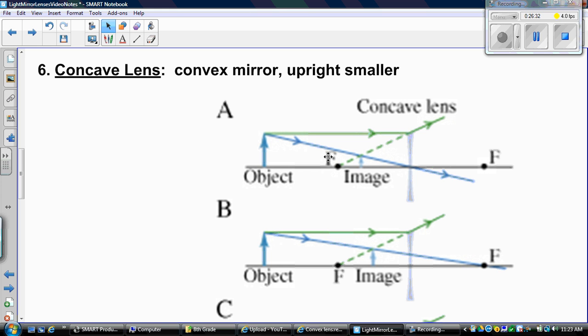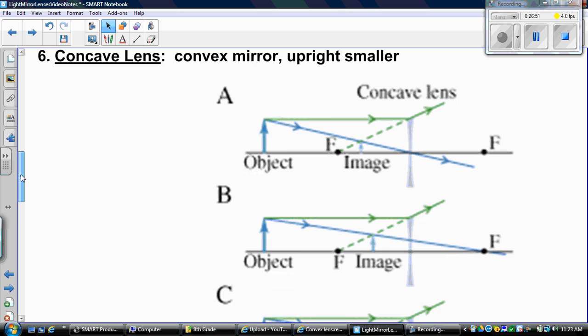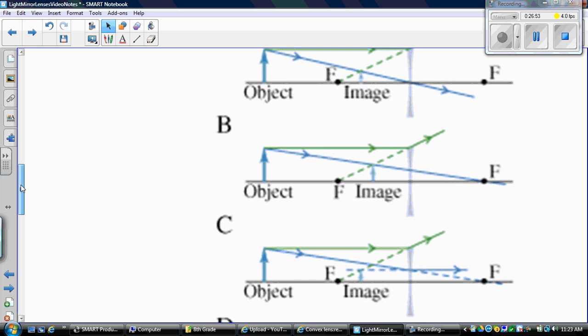If you draw the incoming ray parallel, it's going to refract as if from the focal point. Draw an incoming ray through the focal point, out parallel, and you're going to see an upright but smaller image. I think one of these shows that. Yes, upright, smaller, where they intersect. It's kind of blurry right there, right here, and right here.